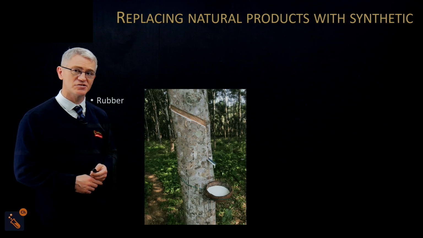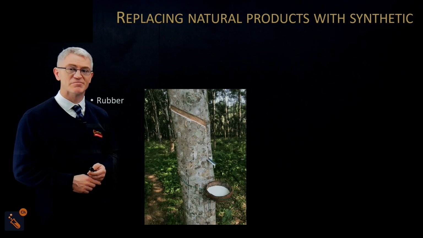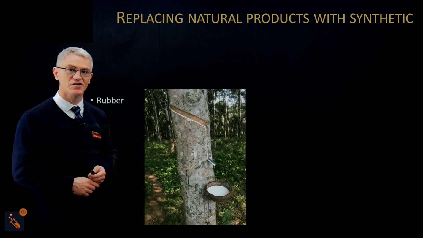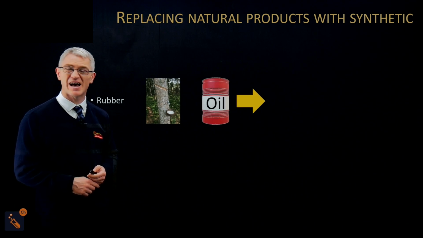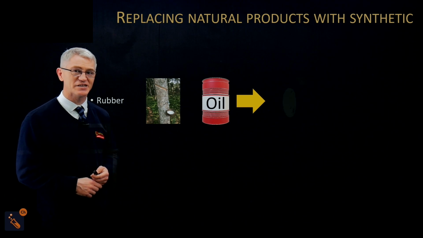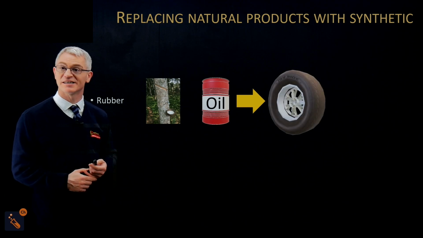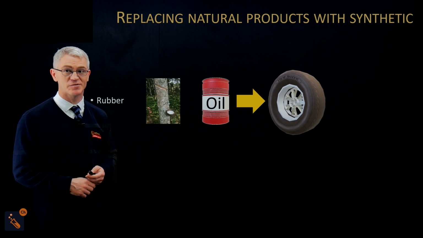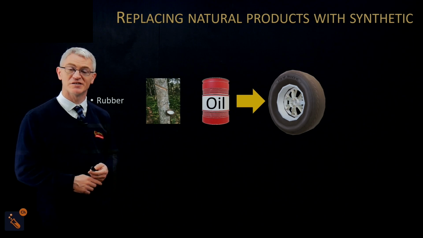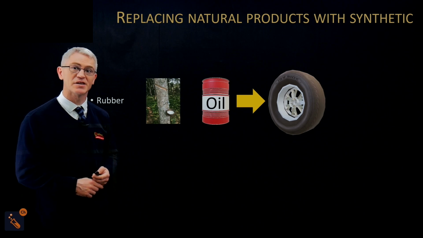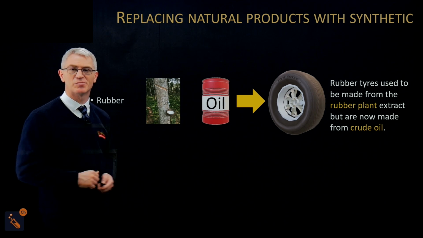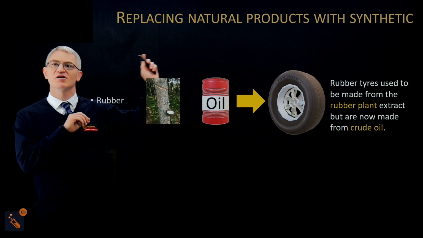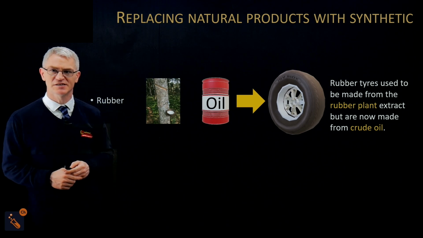But then in the 1800s, a guy called Goodyear found out that he could make those tyres more sustainably and with a better quality, with oil. So he took the oil, added it to sulfur and other materials, and he made it into the kind of tyre we see today. Interestingly, he didn't make any money out of it, particularly in his lifetime. It was only recognised afterwards with the big company that's now called Goodyear. Okay. Now, rubber tyres used to be made from that rubber plant, but have now been replaced by crude oil. So that's an example of a natural product being replaced with a synthetic.